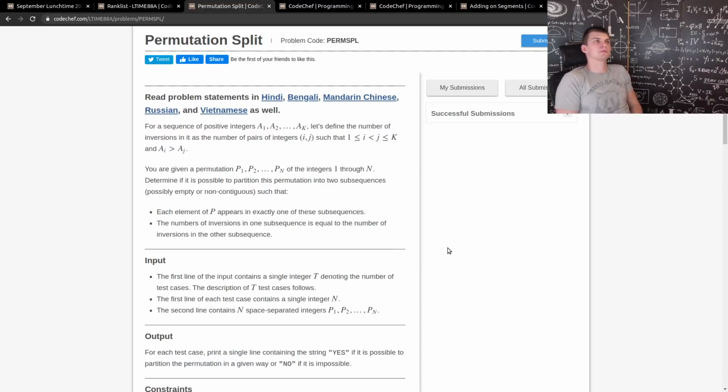Like when we have an inversion, then if both are in the second sequence, we get +1. If both are in the first sequence, we get -1. We want the sum 0.